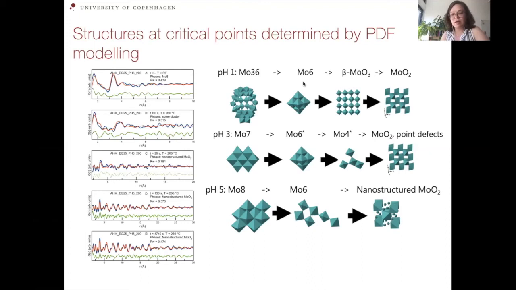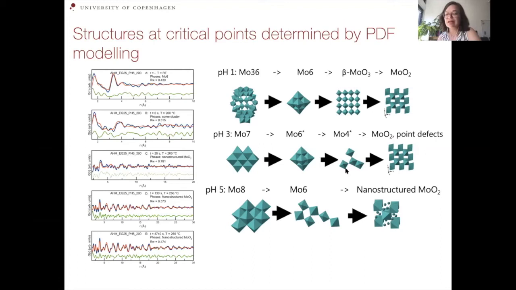At pH 3, as we go up, we start from a slightly smaller cluster, but again it appears that we go towards this Mo6, although the data is a little bit tricky to analyze here, so don't take it too seriously. But we go from Mo6 to Mo4, or at least something that is very disordered.